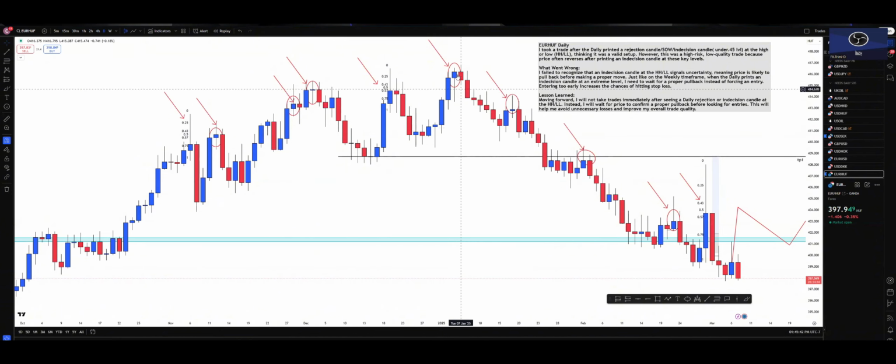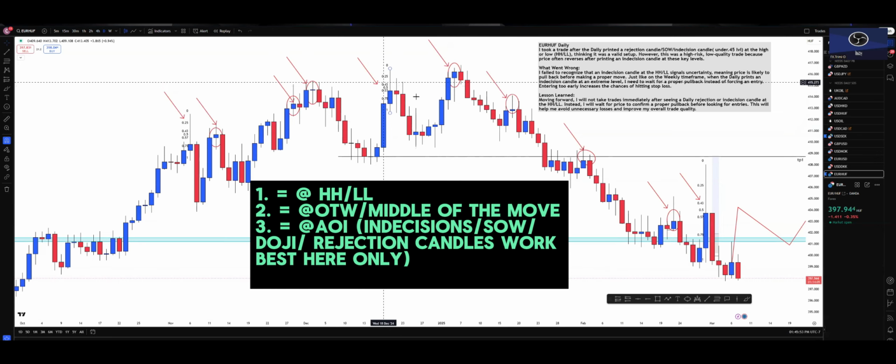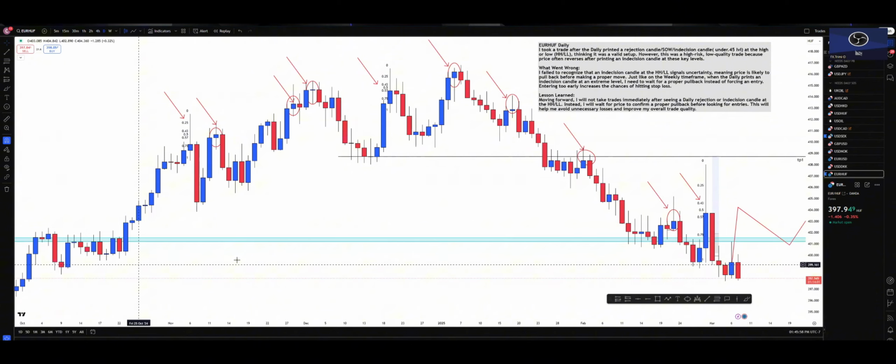But if you take it at a two, where you've rejected and now you're in the middle of the move, you can't do that. So that is the thing with the daily indecision candles and the weekly indecision candles. Whenever you see these candles, you just need to wait for a deeper pullback every time. Indecision candle, wait for a deeper pullback.